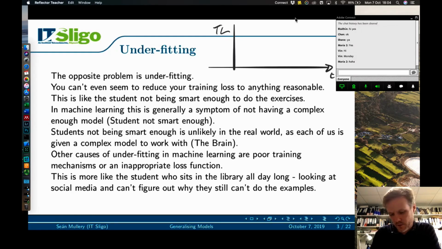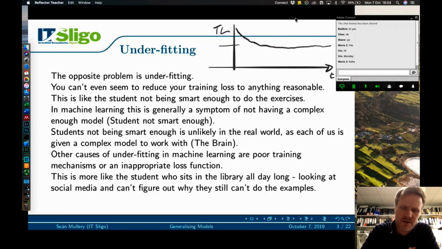And what happens here is you've got a loss, and it's maybe reducing to a certain level, and then it kind of levels off, and it never gets down below a certain point. Okay, so this is called underfitting. And this is where you can't even seem to reduce your training loss to anything reasonable. And in machine learning, this is generally a symptom of not having a complex enough model.